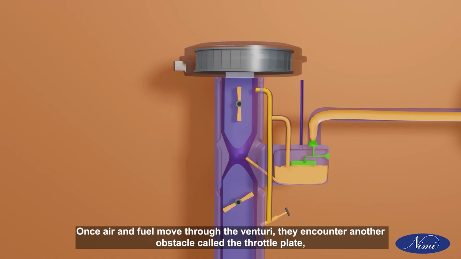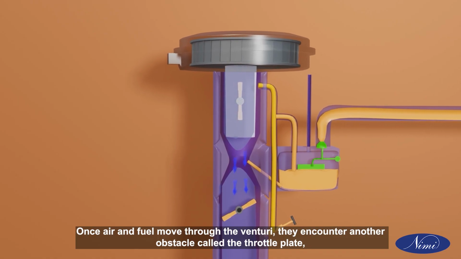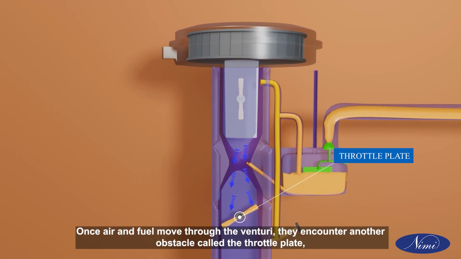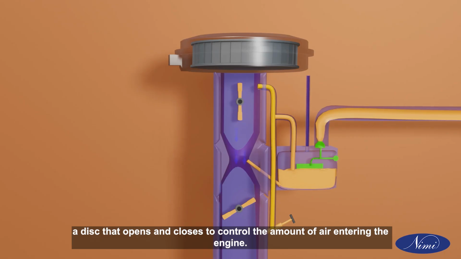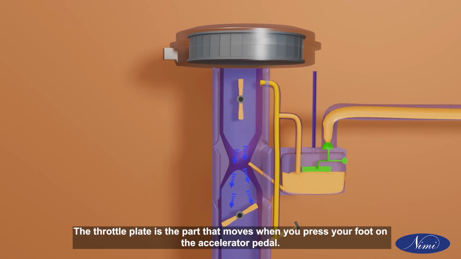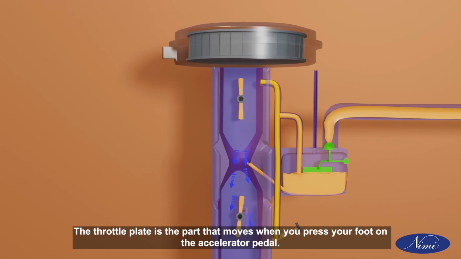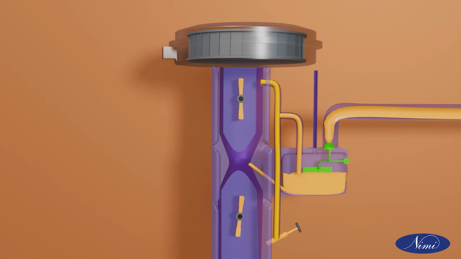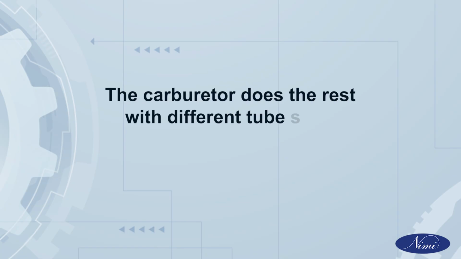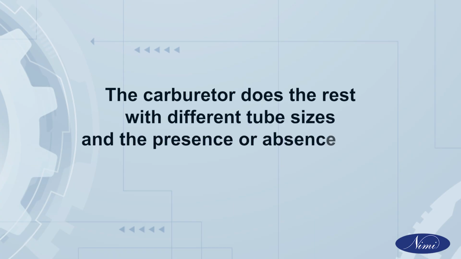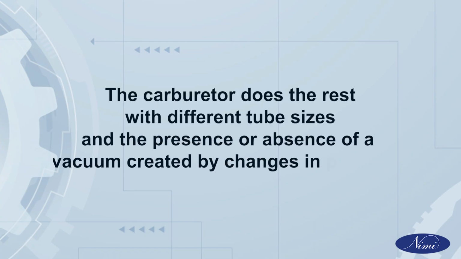Once air and fuel move through the venturi, they encounter another obstacle called the throttle plate, a disc that opens and closes to control the amount of air entering the engine. The throttle plate is a part that moves when you press your foot on the accelerator pedal. The carburetor does the rest with different tube sizes and the presence or absence of a vacuum created by changes in pressure.